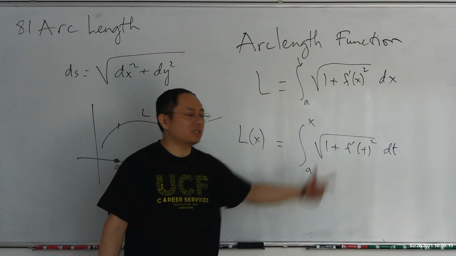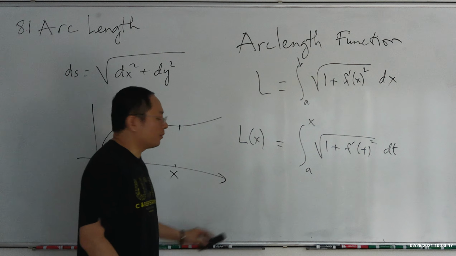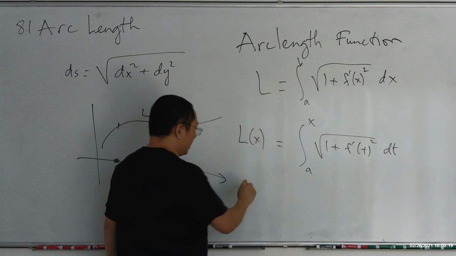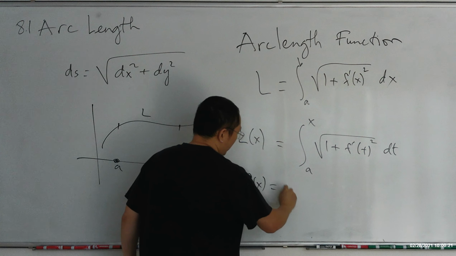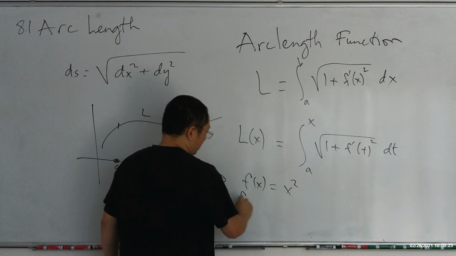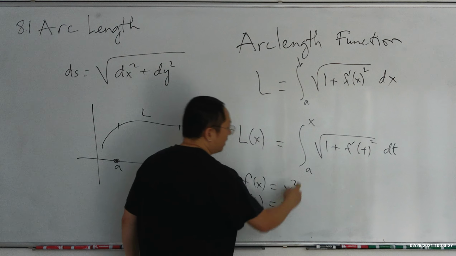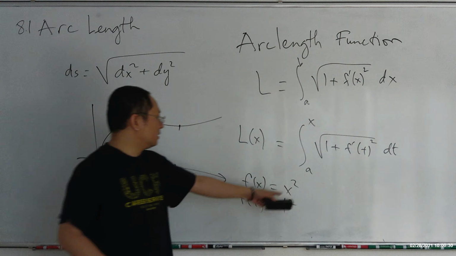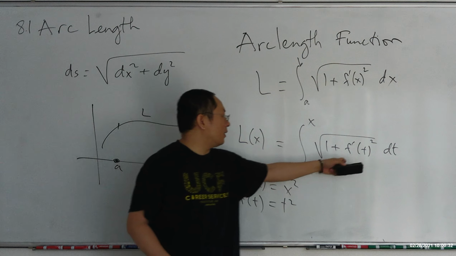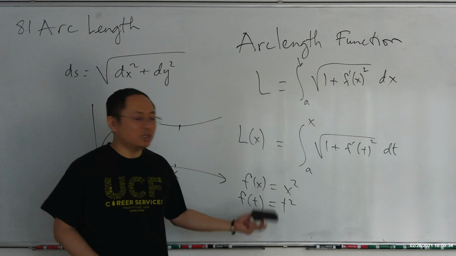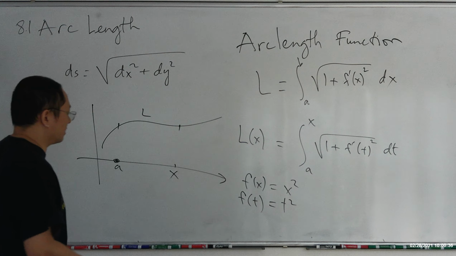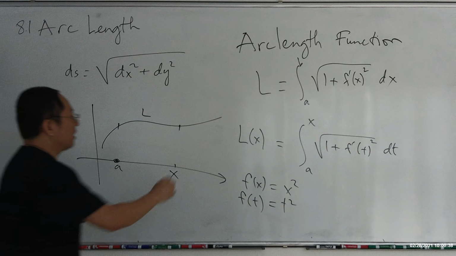Okay? But t is just a dummy variable. So if later on in the homework you see f of x equal to x squared, then you just simply replace x by t, you get f of t is just t squared. And whatever you do with this, same thing, f is t squared, so f prime of t is 2t. It's not a big deal, it's just a change of variable. That's it.